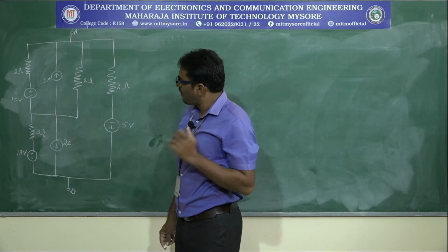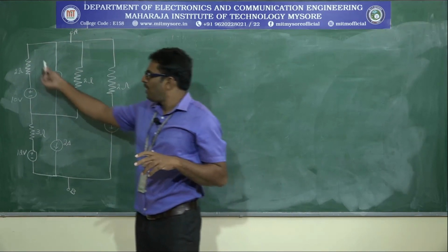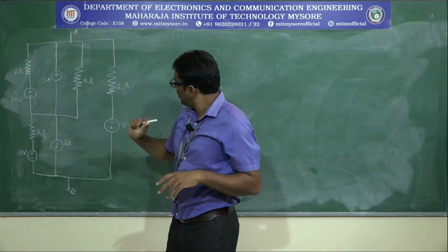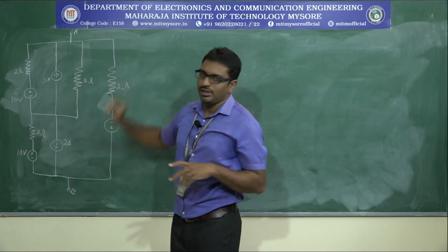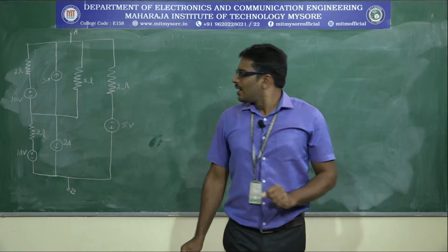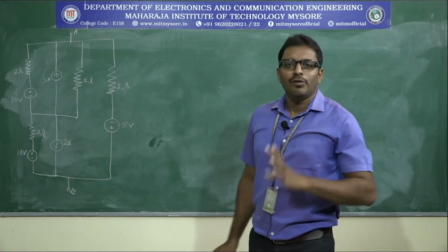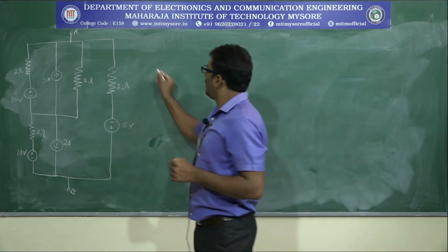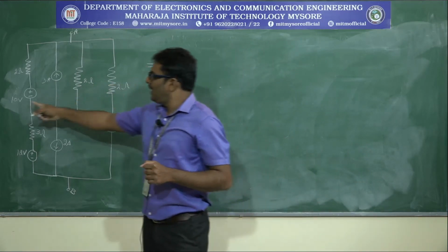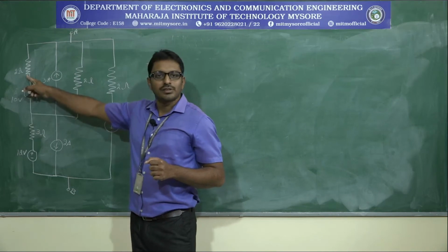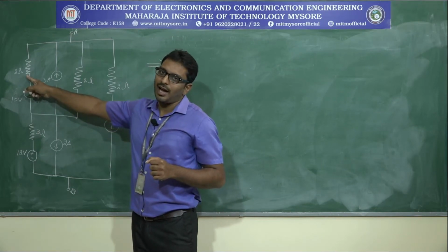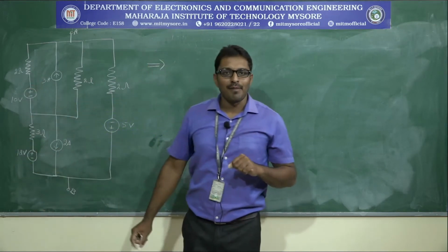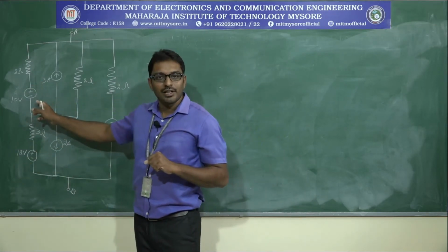First see how many practical sources are there. One practical voltage source, one more practical voltage source, and here one more practical voltage source. First replace all the practical voltage sources by practical current sources. First let me draw. Anyhow V is given and R is also given. So by Ohm's law I is equal to V divided by R. So 10 by 2, 5 amps. Then what is the direction of that current source?